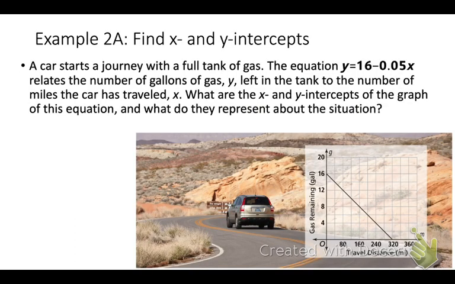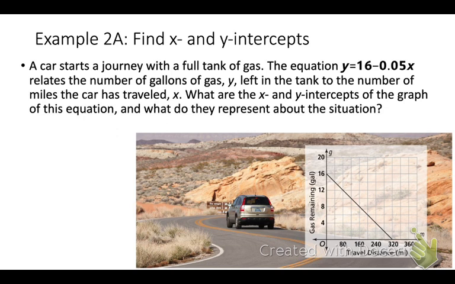Okay, a car starts a journey with a full tank of gas. The equation y = 16 - 0.05x relates the number of gallons of gas, y, left in the tank to the number of miles the car travels, x. What are the x and y intercepts of the graph of the equation, and what do they represent? That's where it hits the x and y axis, correct? But I want to look first at the equation.